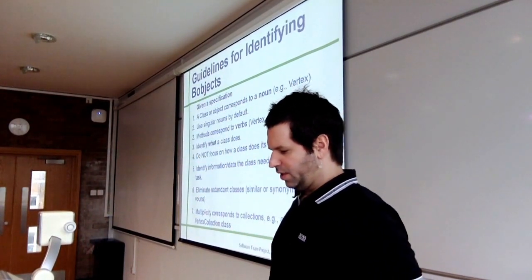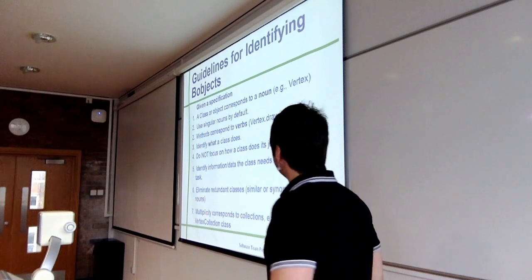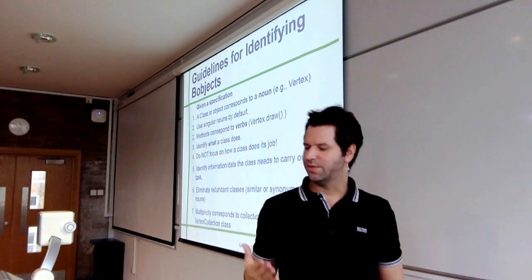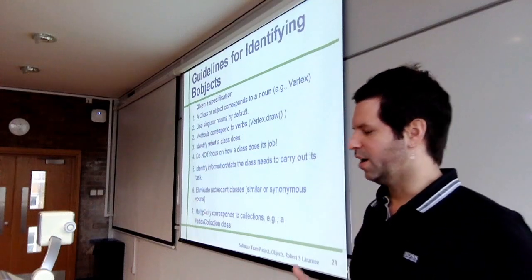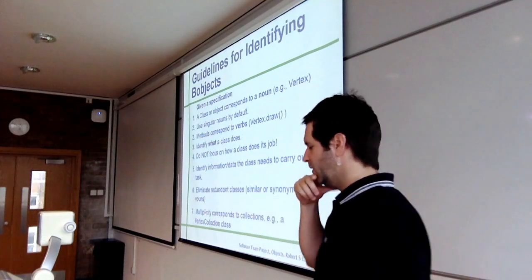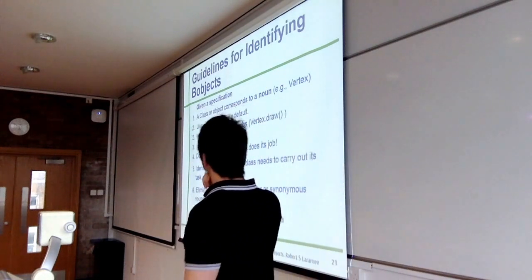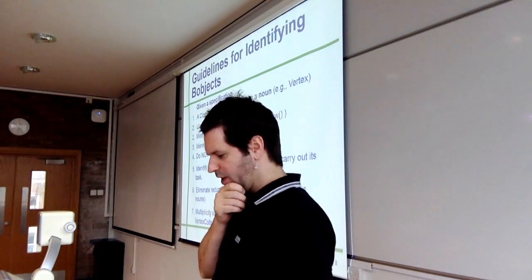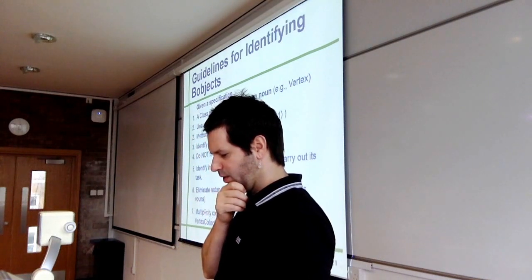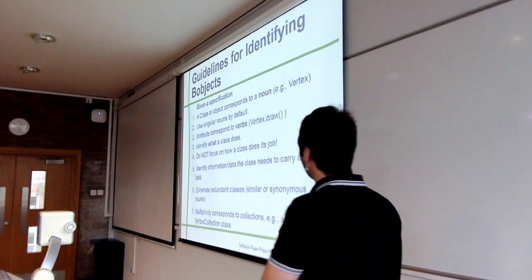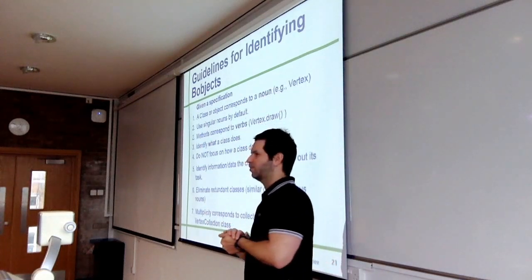So this is a starting point. This is your first procedure. The first step in the software design. Put a star on this slide because it's really important. So guidelines for identifying classes or objects. Given a specification, a class or an object corresponds to a noun.